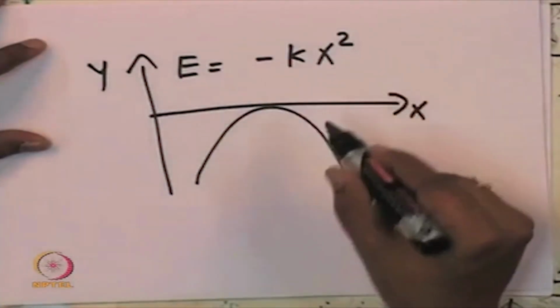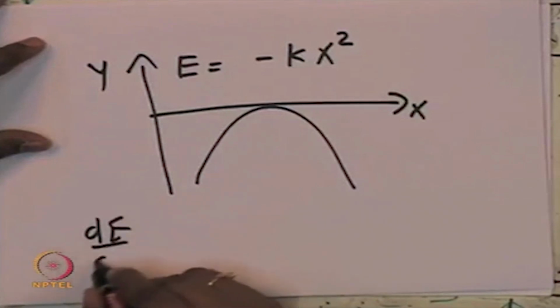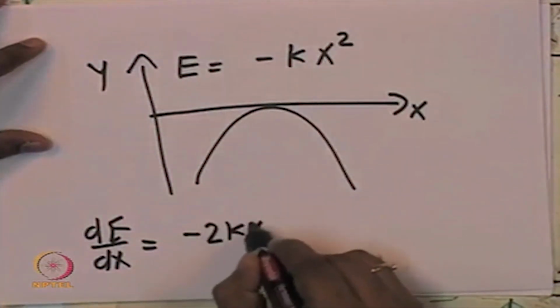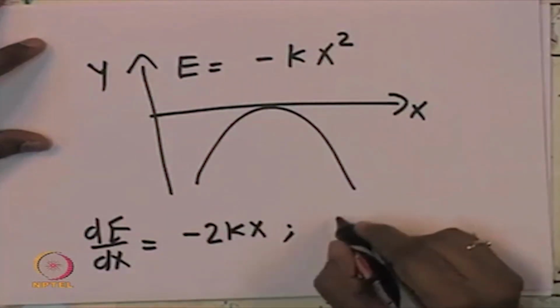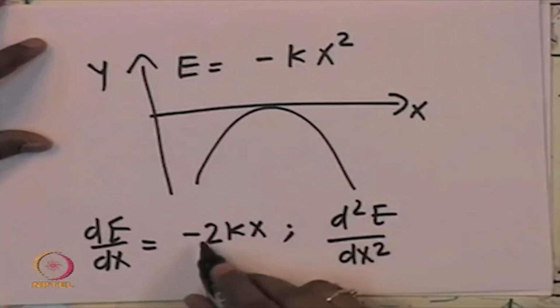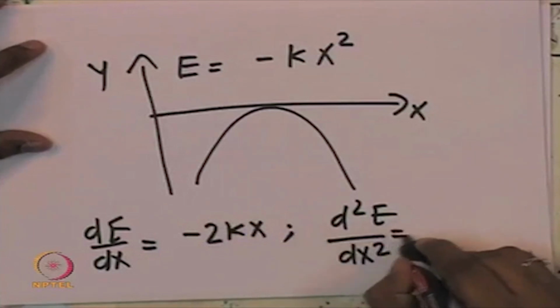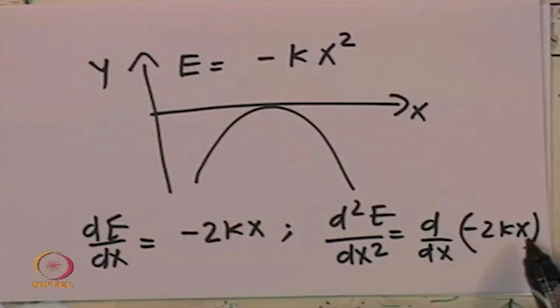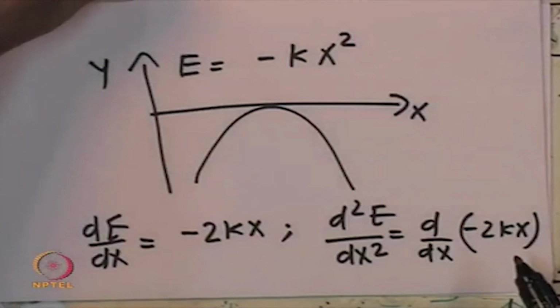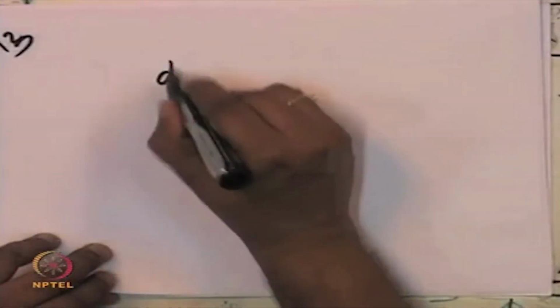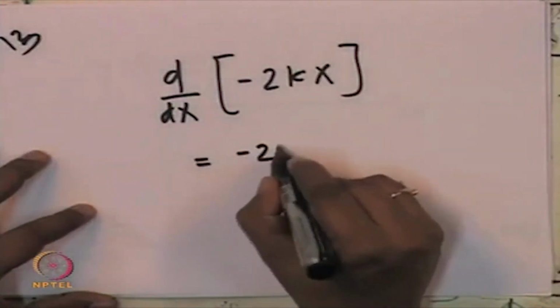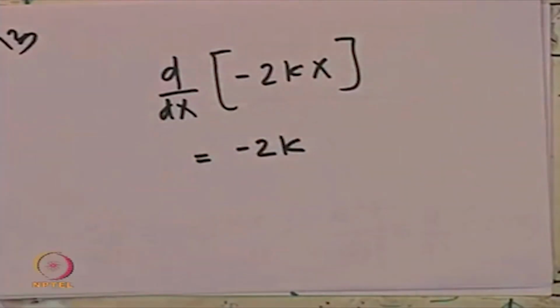If you find the second derivative of this, let us first find the first derivative dE by dx. The first derivative of k x square is 2 times k into x. So, this is minus 2 k x, this is the first derivative. The second derivative d square E by dx square is d by dx of minus 2 k x. k is a constant, 2 is a constant, so we can take them out. So, d by dx of minus 2 k x, where k and 2 are constants, is nothing but minus 2 k times dx by dx, which is 1. So, it is minus 2 k.